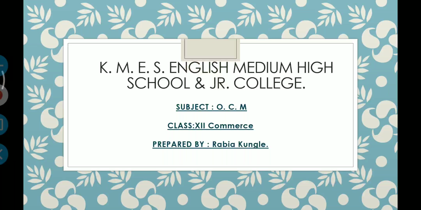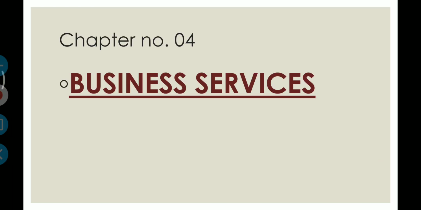We'll be starting with another lecture of OCM for Standard 12th Commerce, chapter number 4, that is business services. We have already studied three basic business services in the previous lectures, starting from transportation to various modes of transportation, then warehousing with its functions and types, and communication with its modern and postal services. So today we'll be studying one very interesting and very important business service, that is insurance.